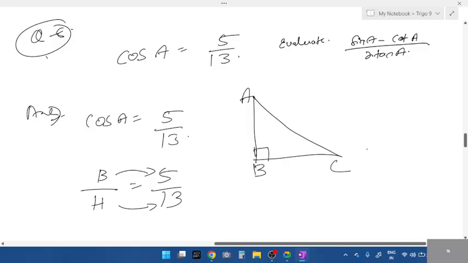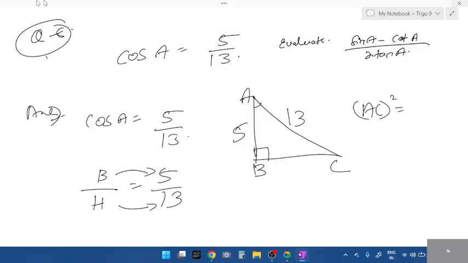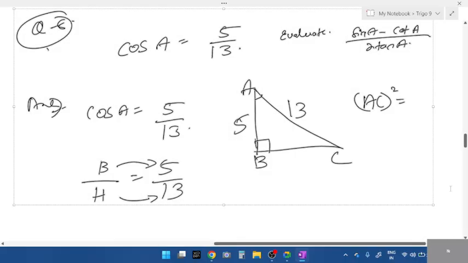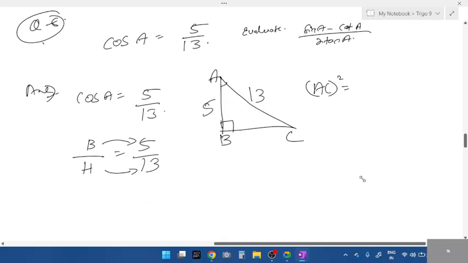According to the diagram, which is 5 and which is 13? Which is the base for angle A? AB is 5, which is 13? What is missing? BC. What is the hypotenuse here? Yes, how do you apply Pythagoras theorem, students? AC square is equal to, very good. Complete. Find the value of BC.